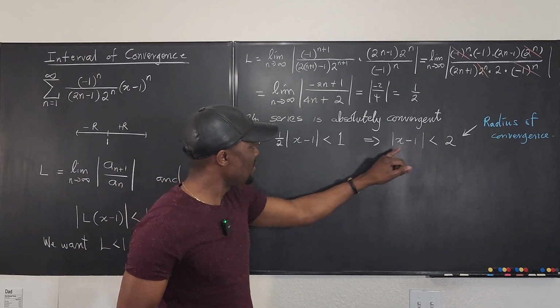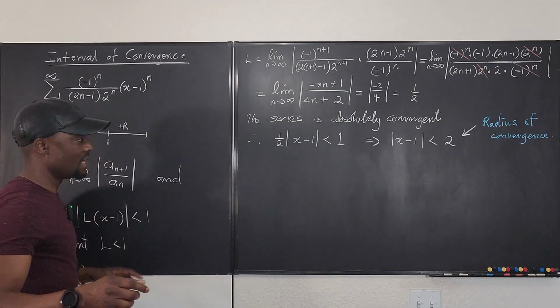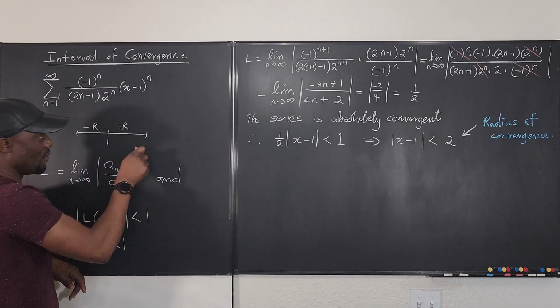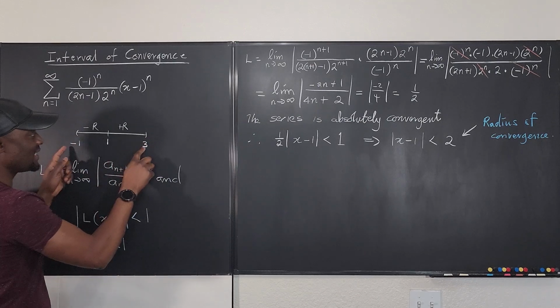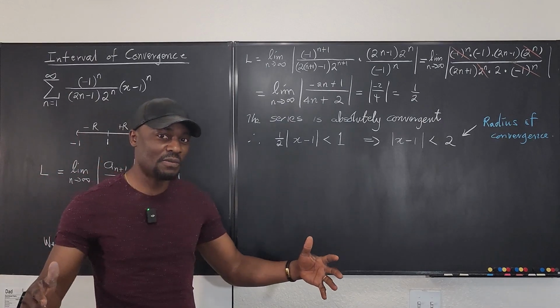Now, what did we say the center was again? Okay, brilliant. So you can come here and add 2 to 1, you got 3. Subtract 2 from 1, you got -1. This is our expected interval of convergence.